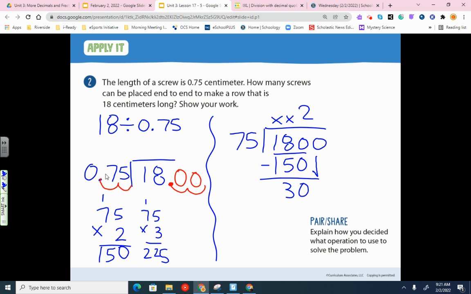We do our subtraction, bring down our 0. So now we have to go to 300. I know 75 times 2 is 150, times 3 is 225. I can guess that if I add 25 to that, that'll give me 300, but let's make sure. And there we go. So 24, and it gives me a remainder of 0. So how many screws would it take? It would take 24 screws. There we go.